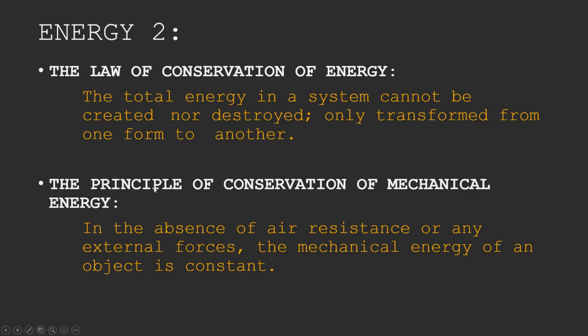So our principle then is, in the absence of air resistance or any external forces, which could also just be normal friction, the mechanical energy of an object is constant. And we saw that as well with the guy on the skateboard, where he kept going to the same heights each time. The equation that we use here is EP plus EK, and if we go back to what we did previously, that is mechanical energy, and our initial mechanical energy is always equal to our final mechanical energy.